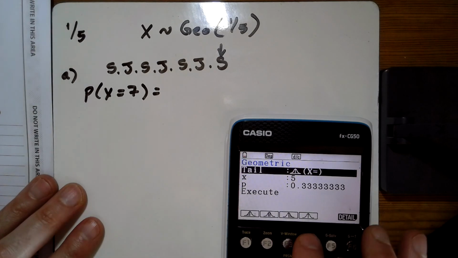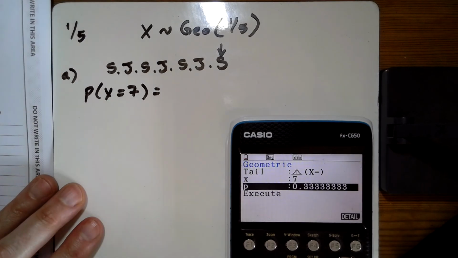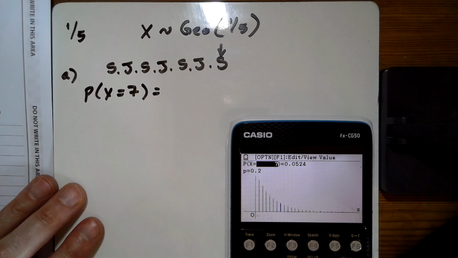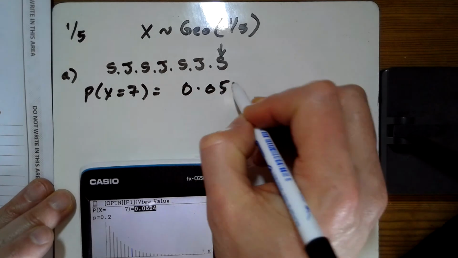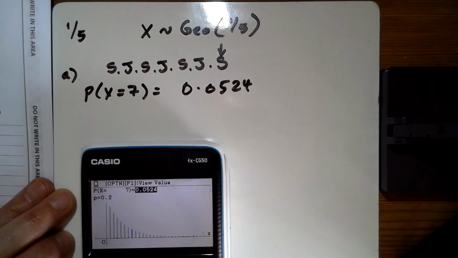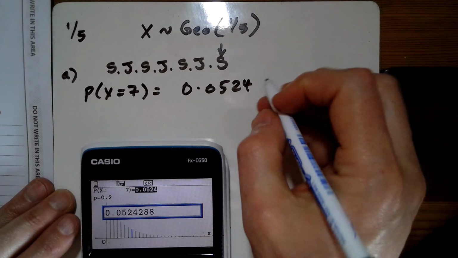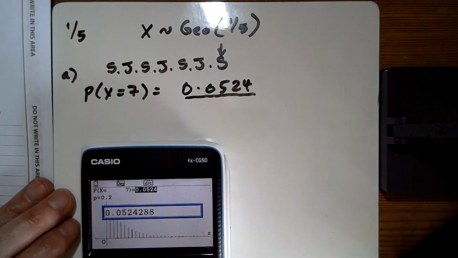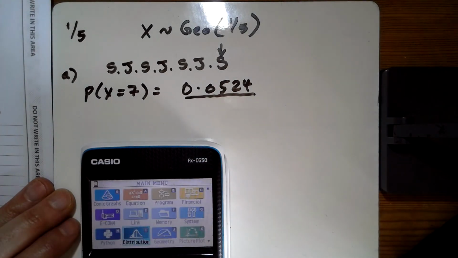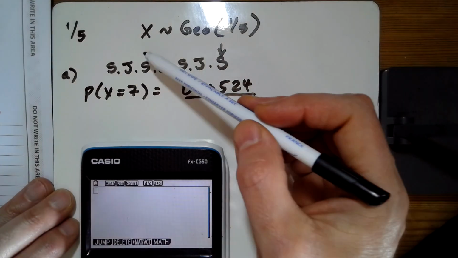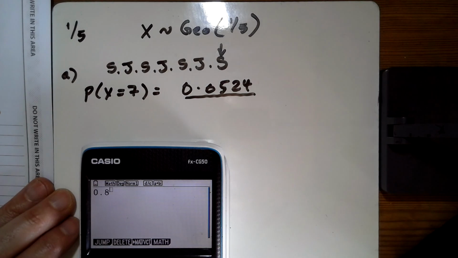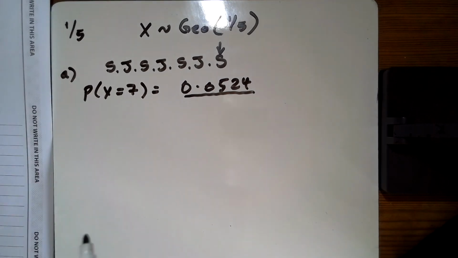Geometric, we want it equal to 7 with a probability of 0.2, and that gives us 0.0524. Checking the extra digit, 5242, so absolutely fine with that one there. And just thinking about it, let's just make sure logically, so basically what we're having here is fail, fail, fail, fail, fail. So it's 0.8 to the power of 6 of them times by 0.2. And of course we get the same answer there, but it's nice to check logically as well.